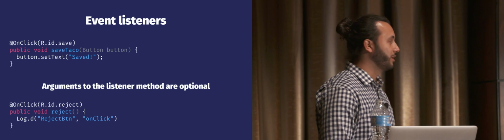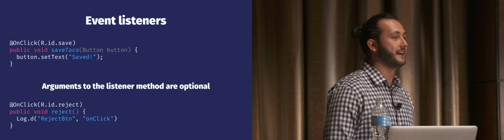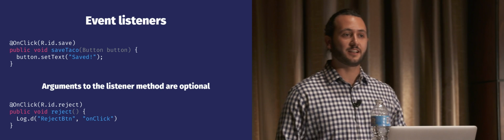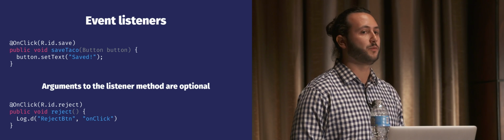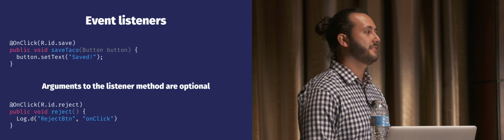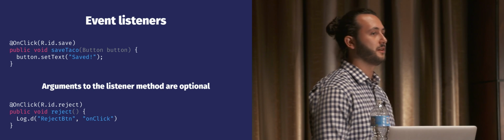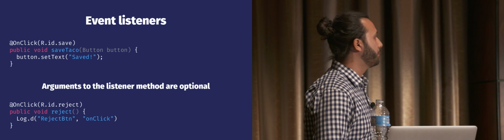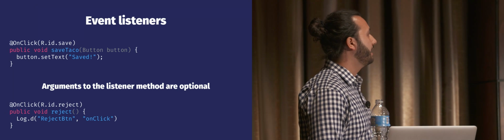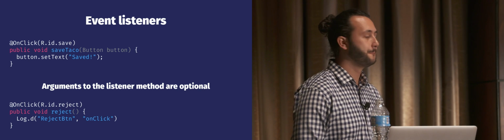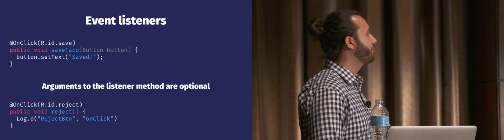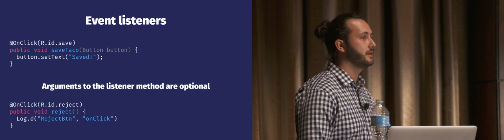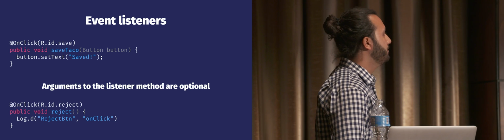All right, my really favorite thing about Butterknife is the event listeners. Let's say you need to attach an on-click listener. All you do is write a method and annotate it with the on-click annotation and pass in the ID of the view that you want that listener attached to. So for this example, I'm attaching an on-click listener to my save button. Another thing that I'm doing, which is really handy, is passing in the reference to that button, to that view, in that method.